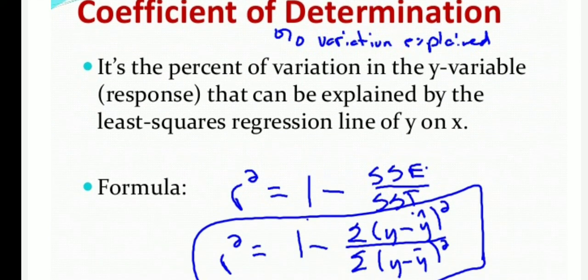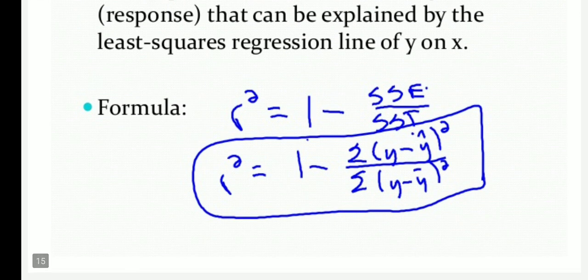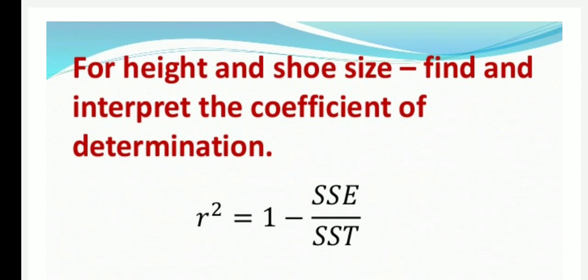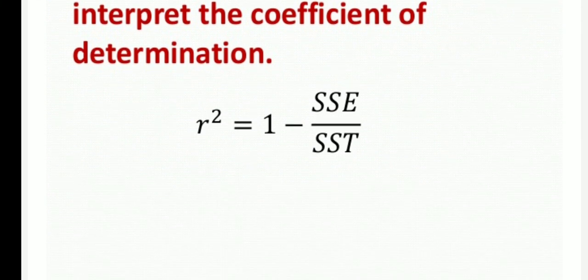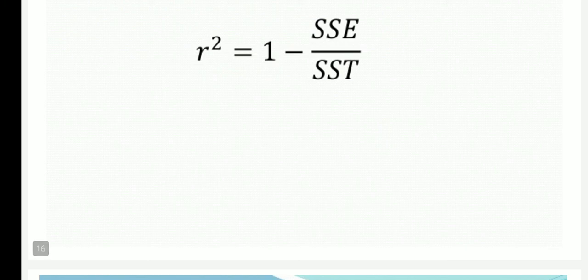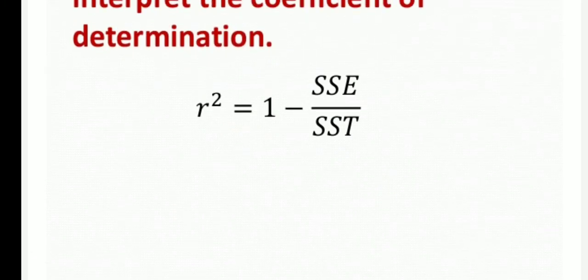Now the coefficient of determination, the formula is like this: 1 minus explained error variation, or explained sum of squares, divided by total sum of squares. So in the present example for height and shoe size, find the coefficient of determination: r squared equals 1 minus sum of square due to error, or explained sum of square, divided by total sum of squares.